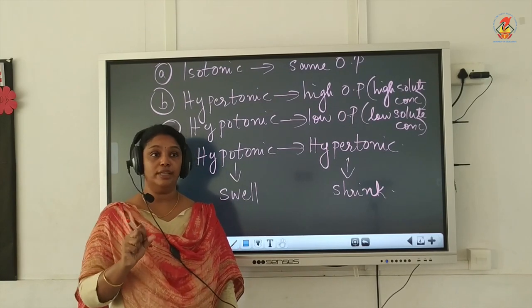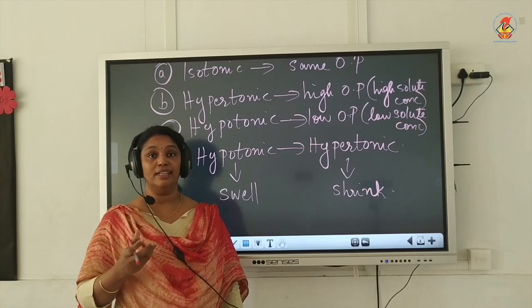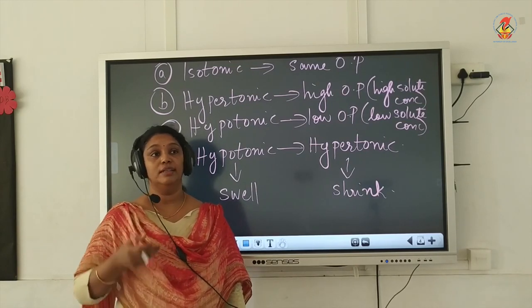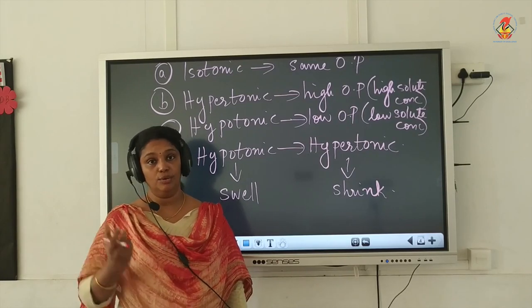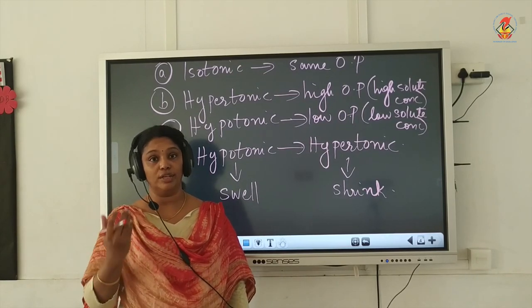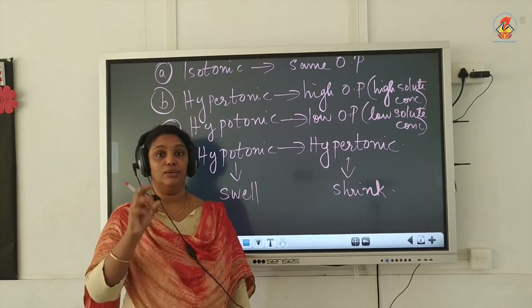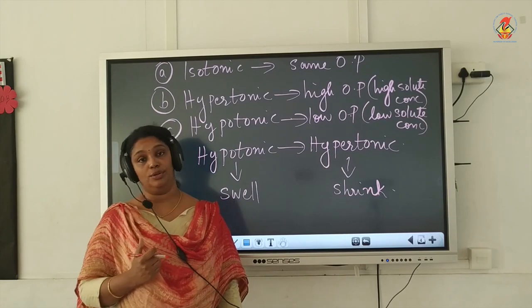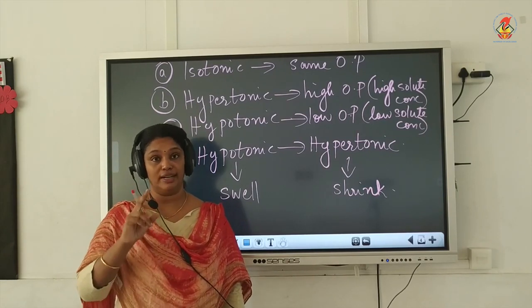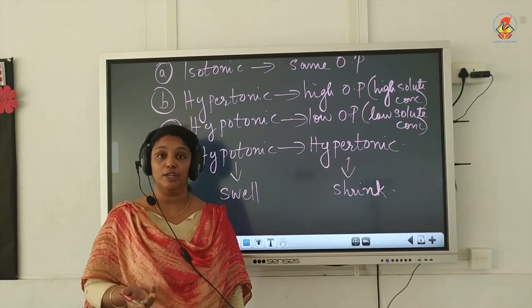Whereas if you put a dry raisin in water, the water has low solute concentration, so water will go into the raisin and the raisin will swell. So that is a hypotonic solution, whereas the first one, raisin in sugar syrup, is a hypertonic solution.